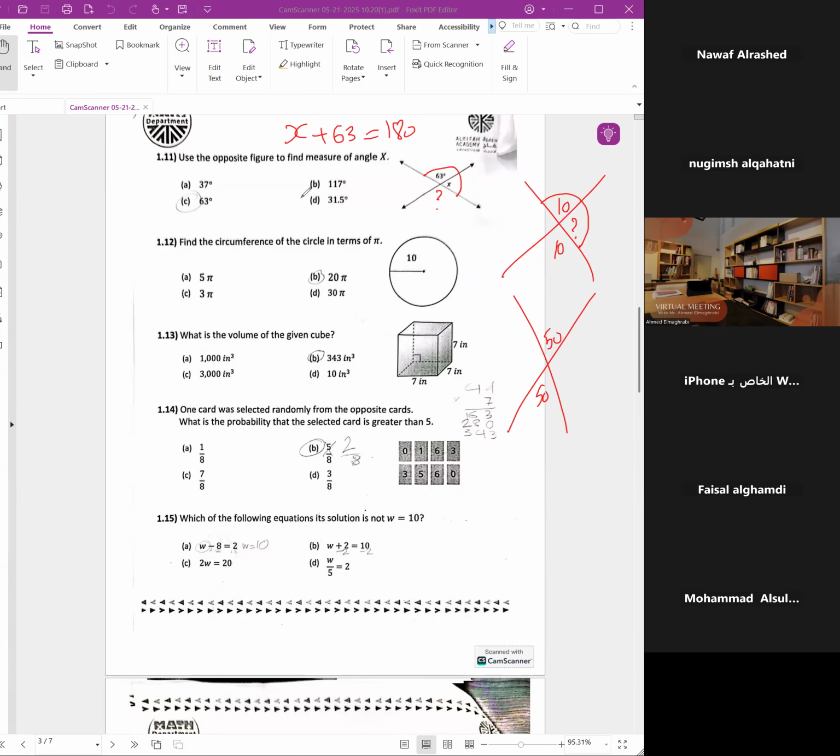Just subtract 63, and so on. Is it clear? Yes. So subtract 63 from 180. It will be 117. Okay. I can give you another question about this one.